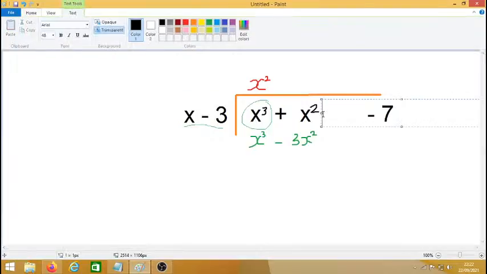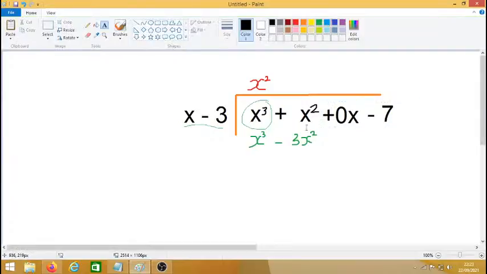Otherwise, we're going to have something missing. So let's fill that in now before we get too far. So now we can work out the remainder. So we can do this.